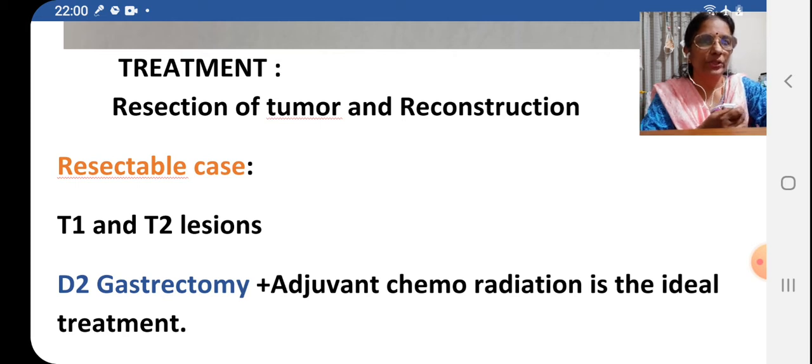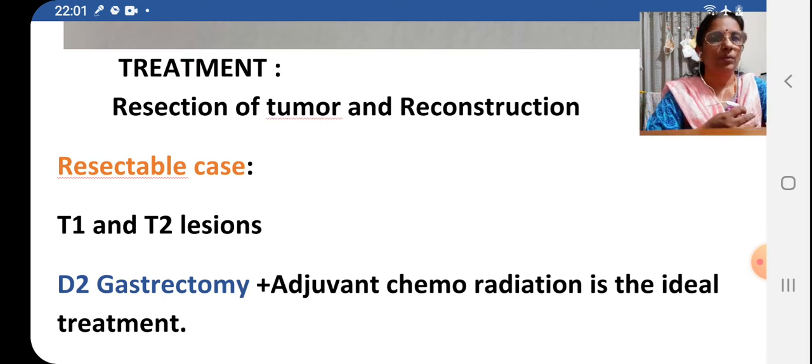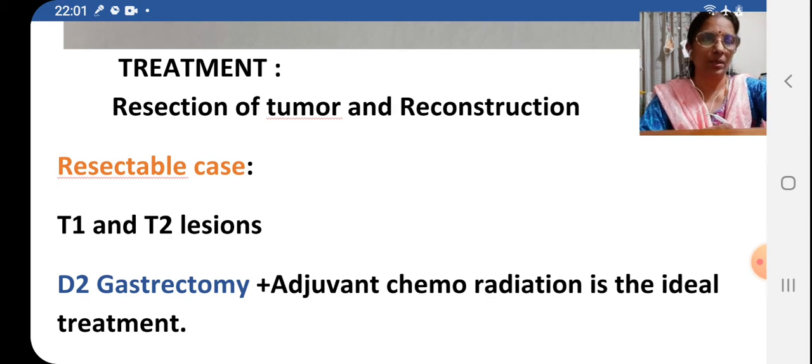So the curative resection is D2 gastrectomy plus adjuvant chemoradiation, which is the ideal treatment. I'll tell about what type of gastrectomy. According to the site of lesion, you have to decide what type of gastrectomy you have to do. Okay. So what is the ideal treatment for a resectable case? D2 gastrectomy plus chemoradiation. That is the ideal treatment for carcinoma stomach.